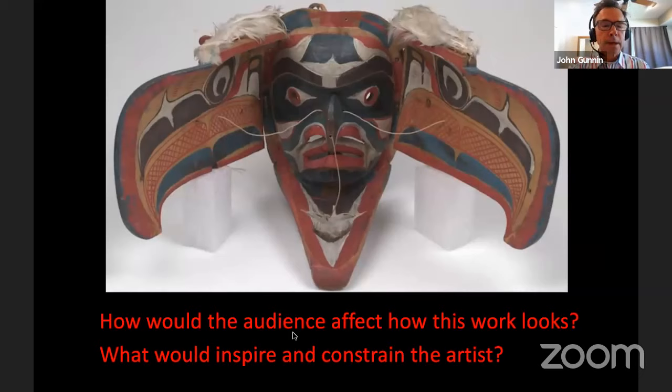So I'd like you to think about the artist who makes this and the things that would inspire the imagery, and also what are the constraints on the artist. In other words, I'm going to give you a minute to think of this or write it down. Okay.